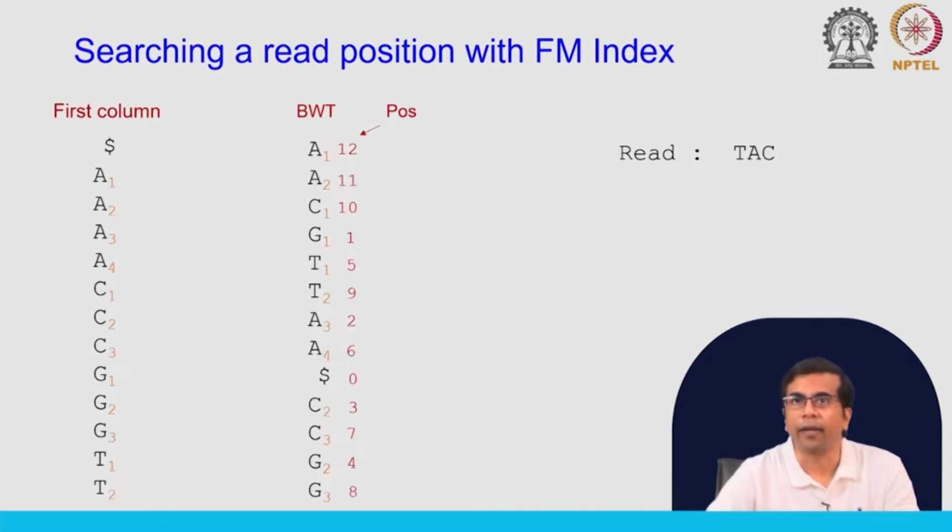So, let us go back to this BWT along with the position, and you have the first column. The first column will be created from those numbers or from the BWT, and we can apply the LF mapping principle to map a read. For example, we want to map this read TAC, that is, find the location of this read in the reference sequence using the indexes that we have created.